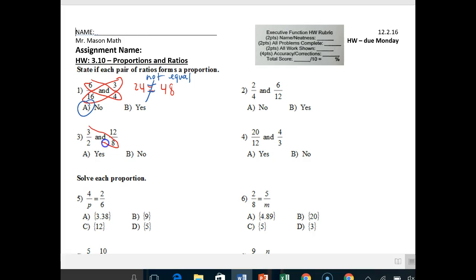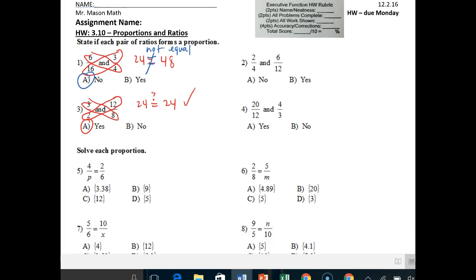3 times 8 is 24. Is that equal, with a question mark, to 2 times 12? Yes, it is. 24 is equal to 24. So therefore they are proportional. All right, next section is super simple.